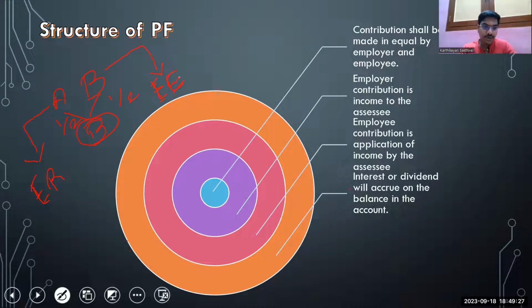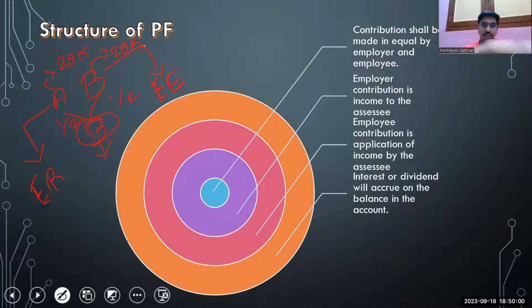Correct? Now, in the employee's account, the employer puts half the money and the employee puts half the money. Correct? So half of the funds are contributed by the employer and half by the employee. In such a case, what is the income of the employee? Say the employer puts in 25,000 and the employee also puts in 25,000. In this case, what is the income of the employee?